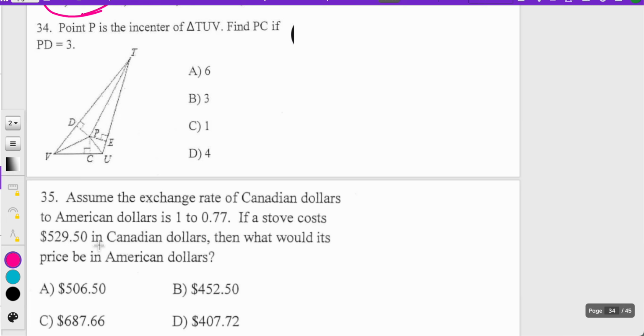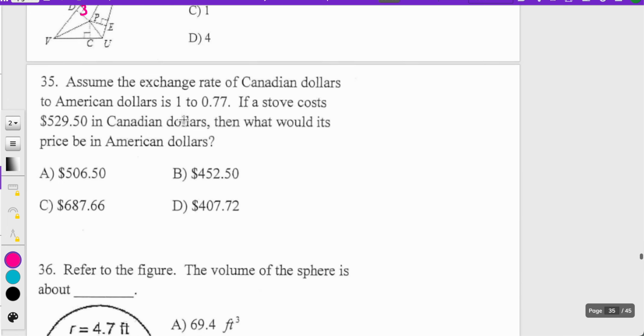For 34, point P is the incenter of triangle TUV, so find PC if PD is already equal to 3. PC would also be equal to 3 because the incenter is that exact center of your angle bisectors.